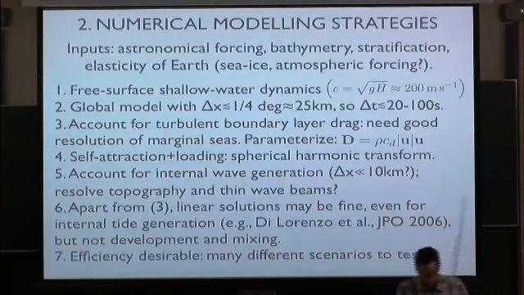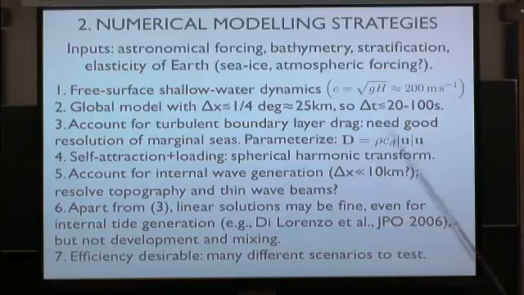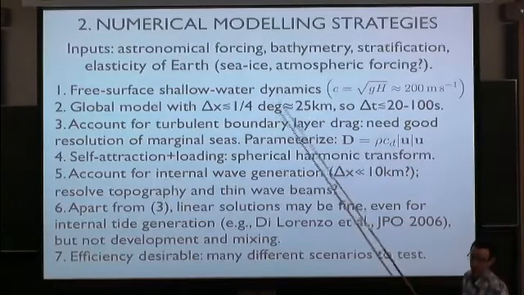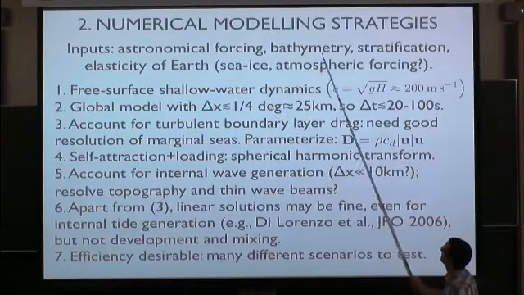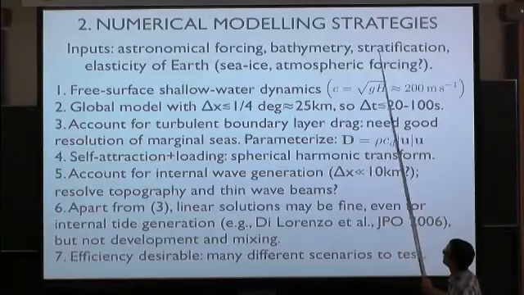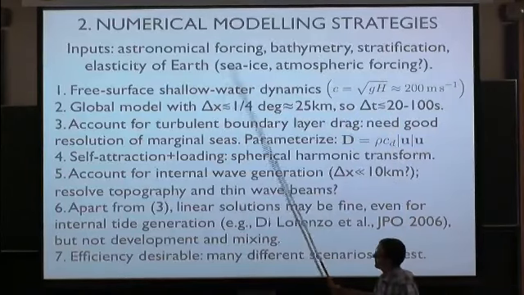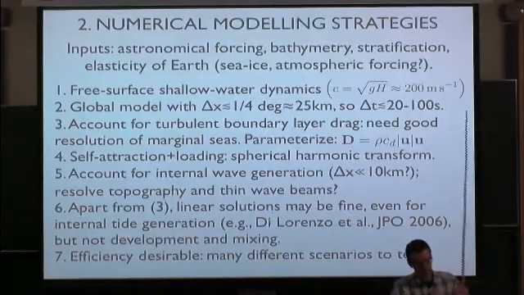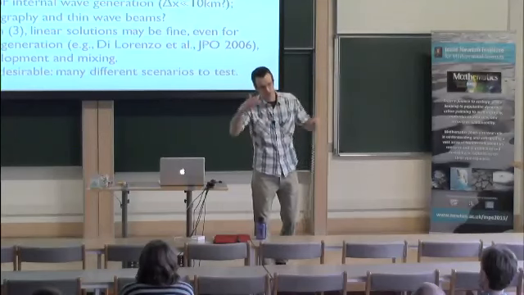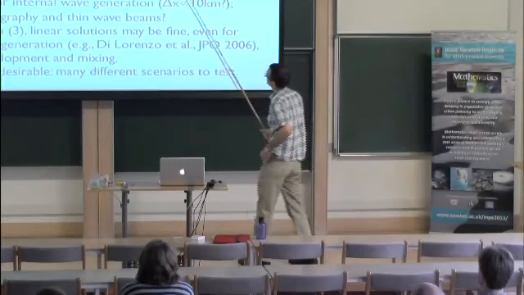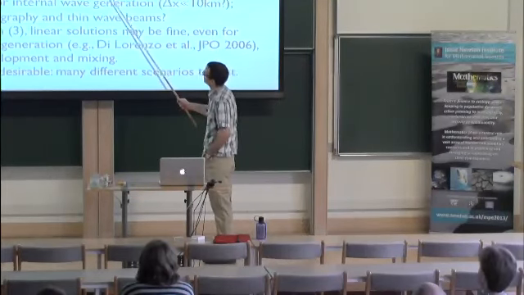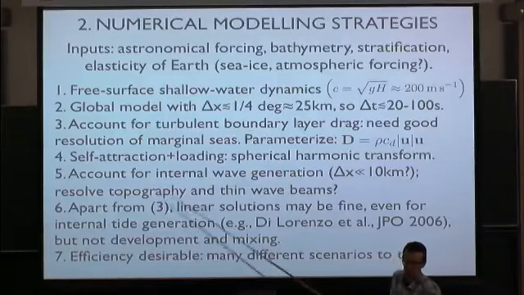Okay, so how are we going to numerically model that? Well, there are some fairly obvious things we're going to have to put in, like astronomical forcing, bathymetry, ocean stratification, something about the elasticity of the Earth, because the Earth is compressing under the tides. And then this is a list of desirable features your model may wish to have.